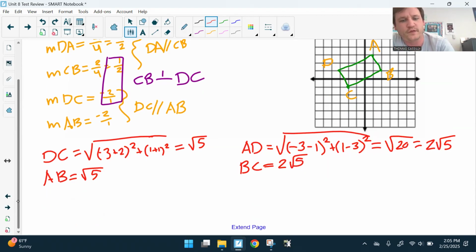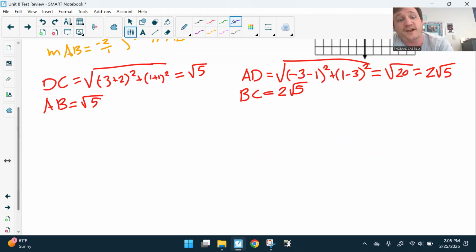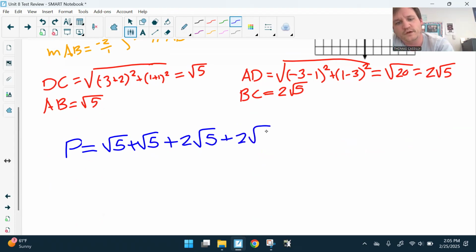From here, we know the perimeter. All the sides added together, the perimeter is equal to square root of 5 plus square root of 5 plus 2 square root of 5 plus 2 square root of 5. How many square roots of 5 do you see? I see 6 of them. So this is 6 square root of 5.